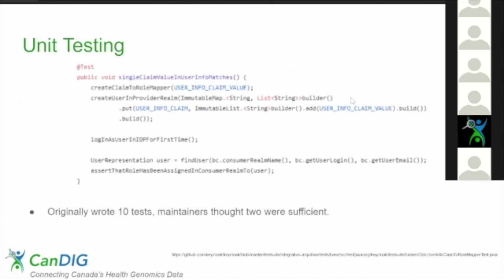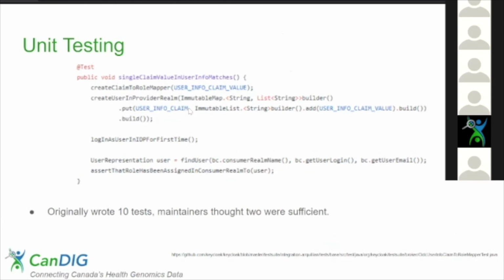Now, once everything is set up and you have your virtual brokers and systems set up within your test class, it's very simple to actually write tests. Since the tests are very sequential in their nature, this one, for example, creates the mapper I was just talking about, and then it creates a user in the provider realm.